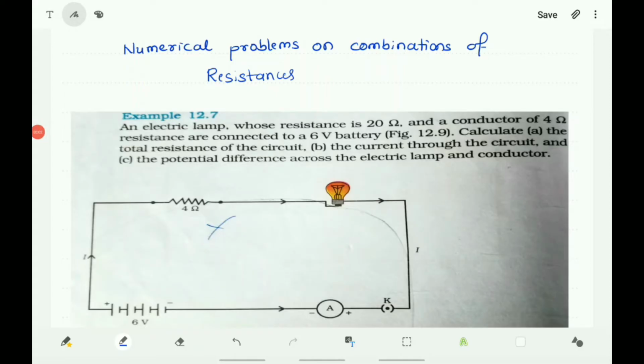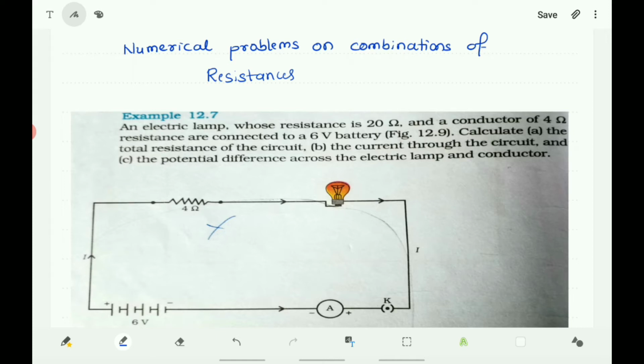Children, let us continue the chapter electricity. Now let us solve the numerical problems on combinations of resistances. Now the first question is the example question given in the textbook, 12.7.